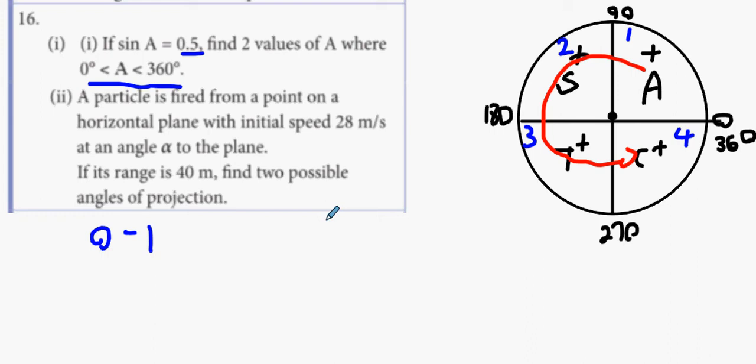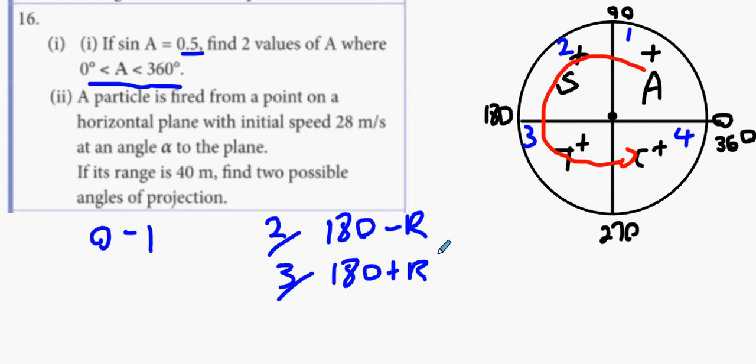Well, there are 3 rules. The rule for the second quadrant is 180 minus r. I'll explain what I mean by that in a second. The rule for the third quadrant is 180 plus r. The rule for the fourth quadrant is 360 take away r. Now, let me explain what r is.